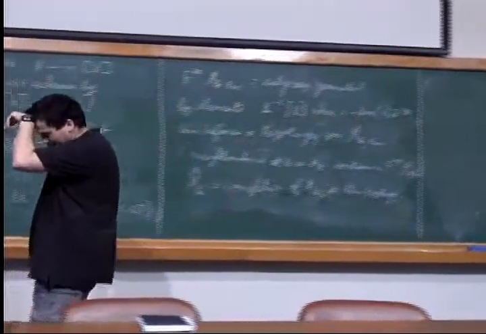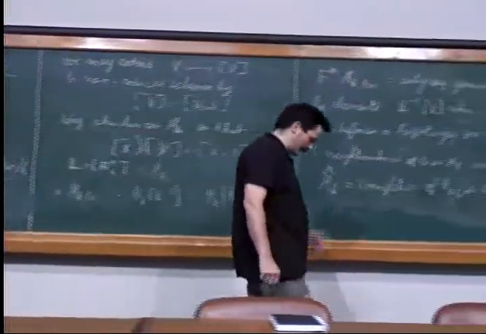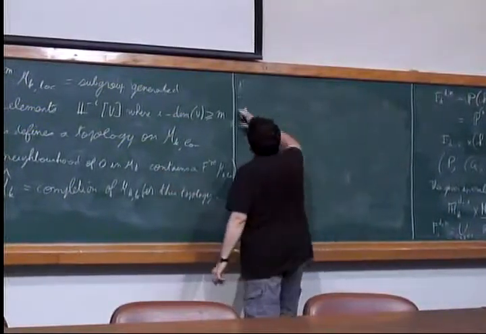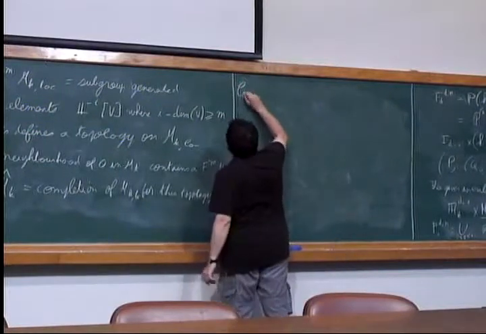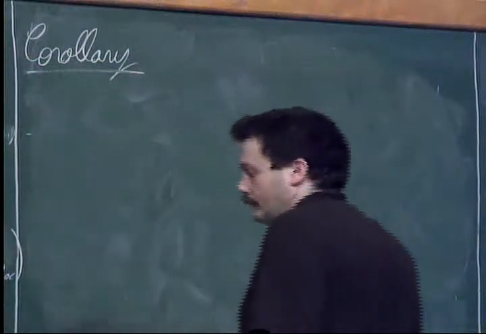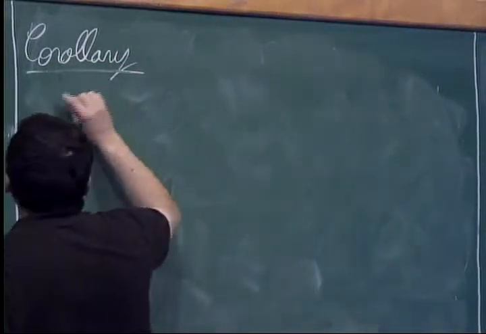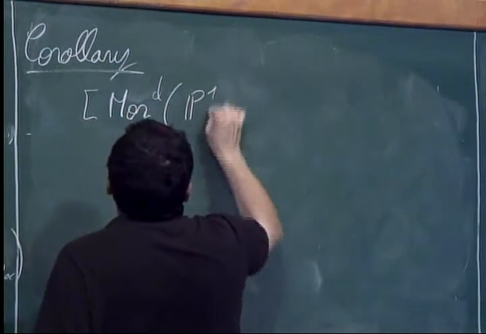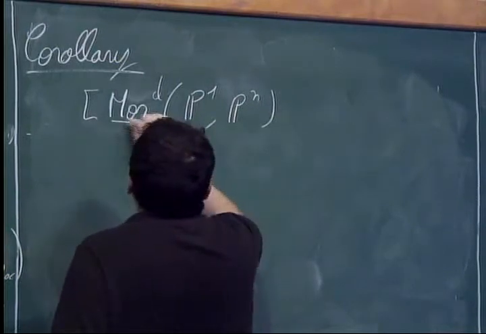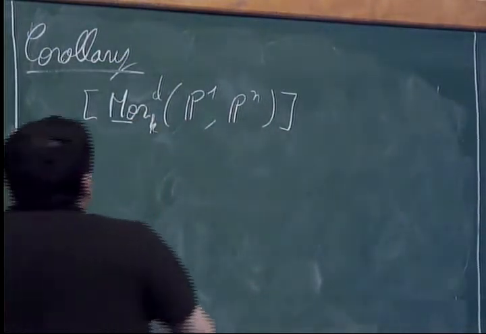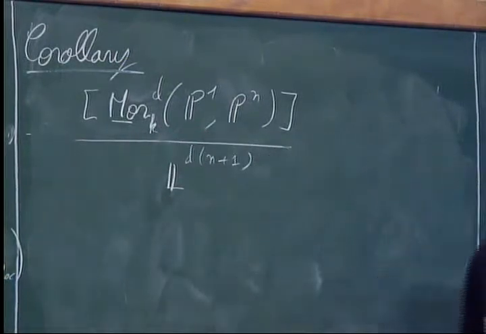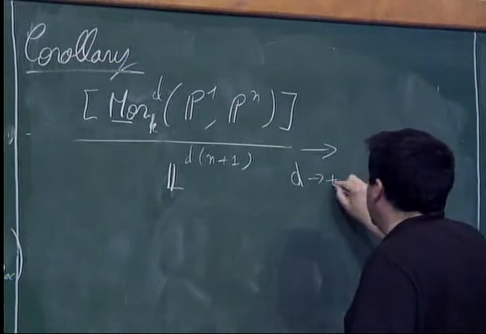Well, in the case of projective space, in fact, things turn out to work very well. And in fact, we don't even need the completion to have a limit. So anyway, let me write a corollary of the previous result. So I look at the class of the morphisms of degree D from P1 to Pn over little k. So this is the class of the scheme. And I divide it by L at the power D times n plus 1. And this converges to a constant as D goes to infinity.